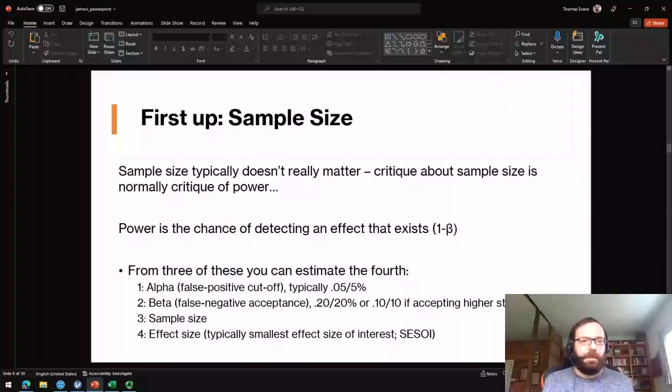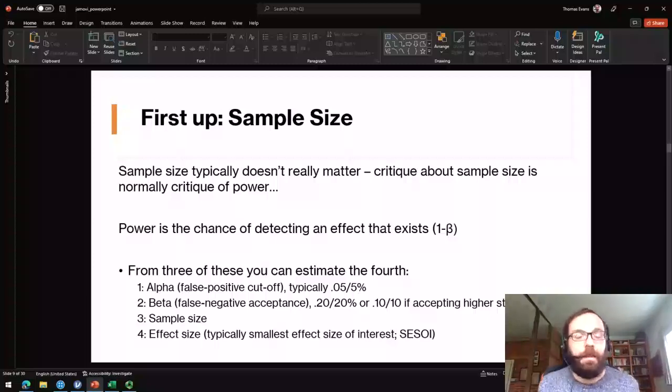But when people critique sample size, it's often actually not sample size they're critiquing. It's often they're critiquing the power of the study. So power is the chance of detecting an effect that exists. And when we have low power, it increases the likelihood that we're going to make some sort of erroneous conclusion from the analysis. And so we're going to do a bit of power analysis.